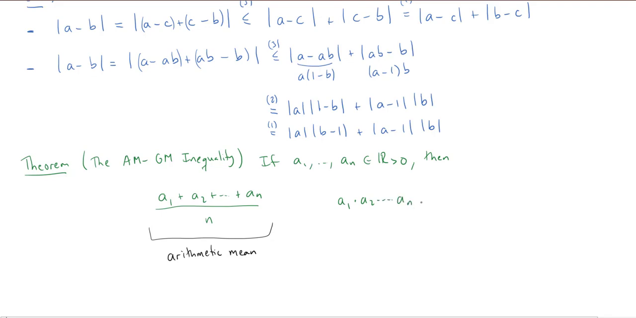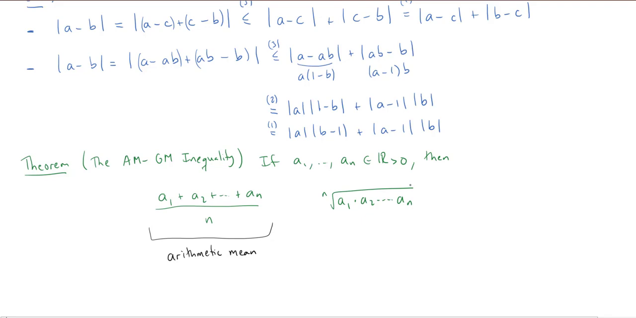times A sub n. Okay, but it's not just enough to multiply them. We need to somehow mimic what we were doing over here. We add them, but then to get the average, right, we divided by n. So for multiplication, dividing by n isn't really the right thing to do. It actually turns out taking the nth root is the right thing to do. So I'll take the nth root of the product.